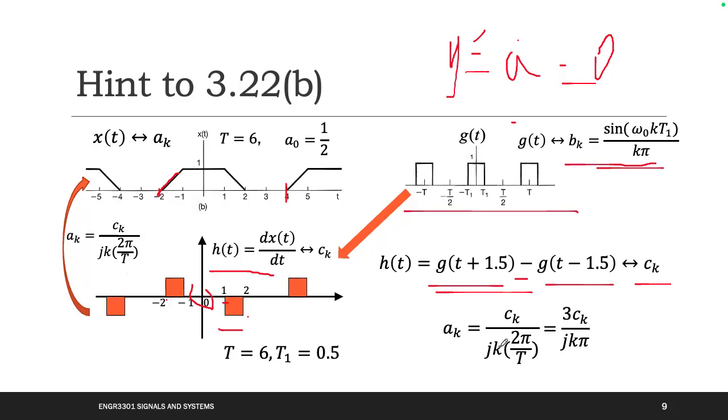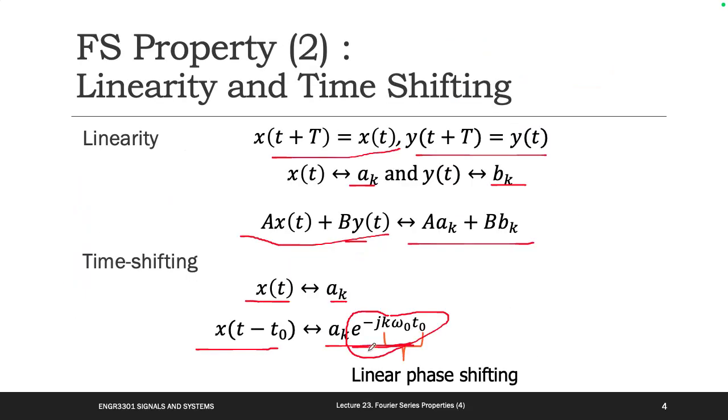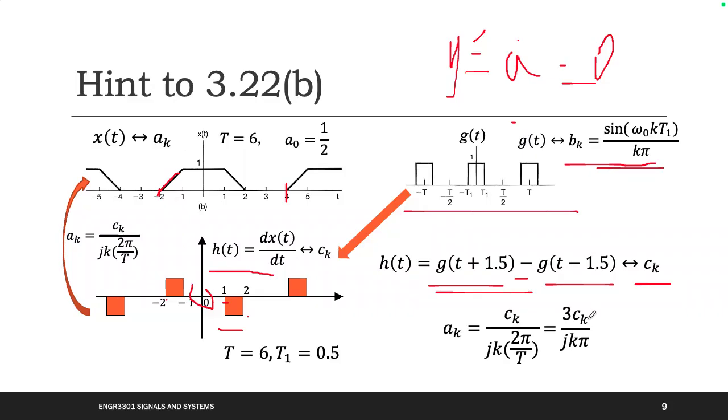For CK, we put a T here, and then you get this one, and then try to figure out what CK is. Actually, it's very easy after using the time shifting property. You can easily get the first part and the second part, and then you can easily get CK. That makes sense to you? Okay, if you have any question, just let me know. Okay, let's try to discuss more.